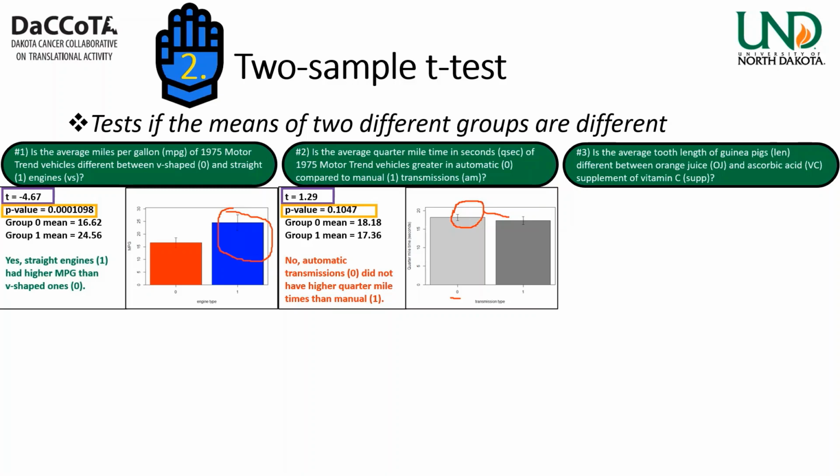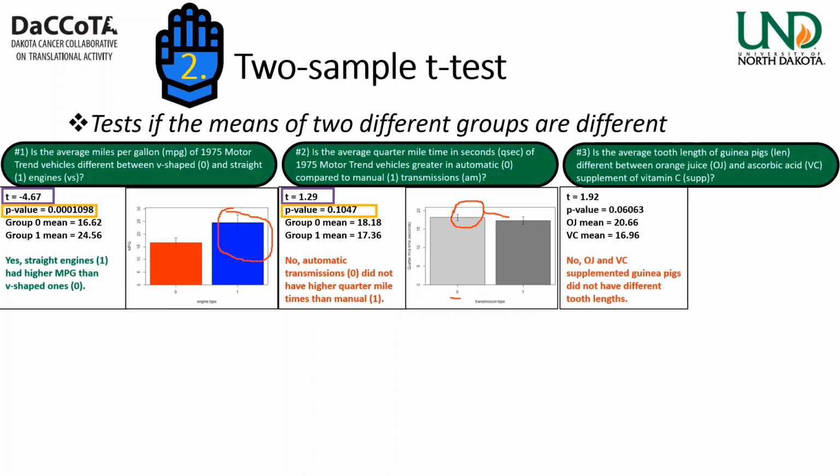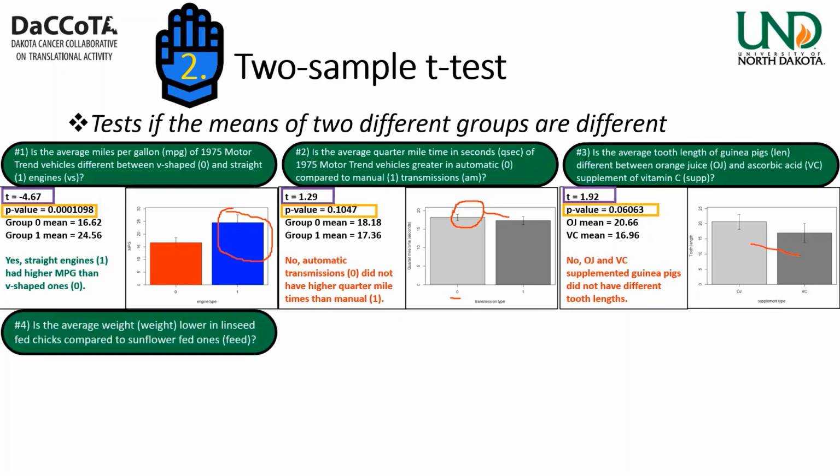Now, let's take a look at average tooth length of guinea pigs between a couple different vitamin C supplements, orange juice or ascorbic acid. Again, not significant. While it looks like OJ results in longer tooth length, it's not significantly different from our other group.